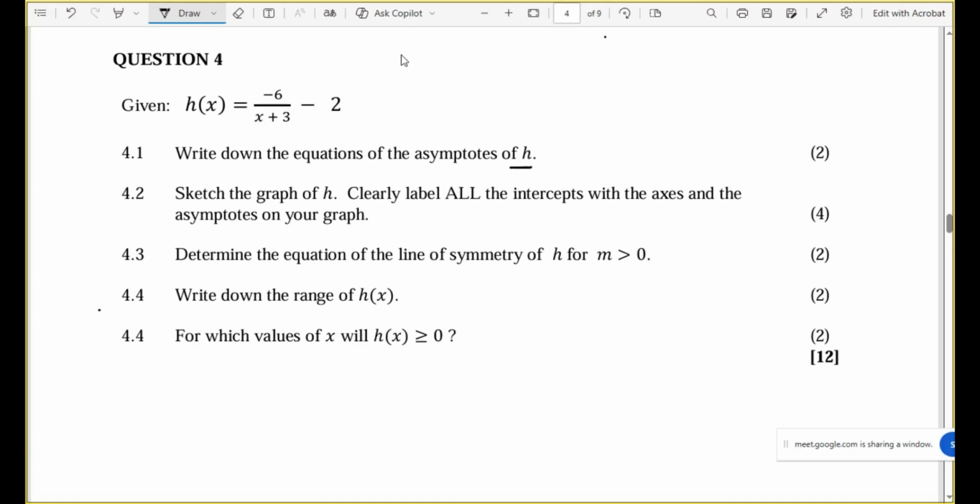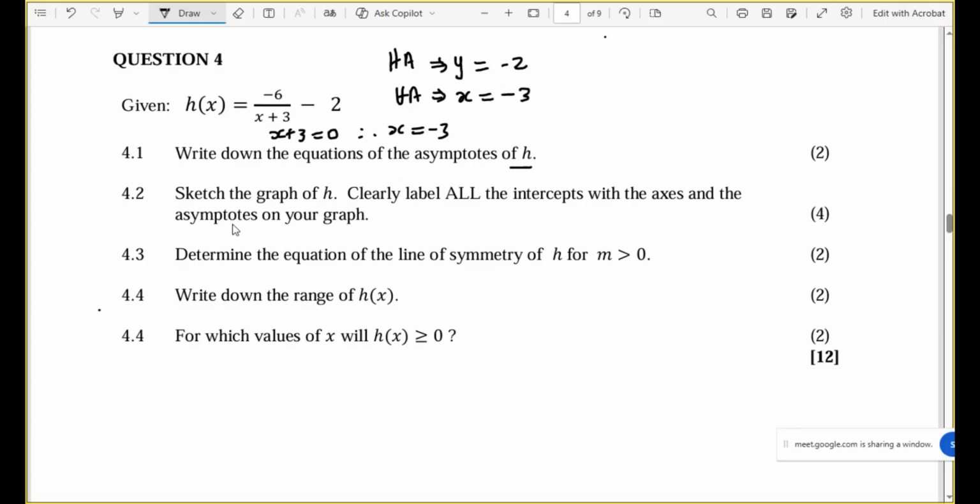Remember, we have what we call the horizontal asymptote. The horizontal asymptote is in the form of y is equal to whatever number that you have, so y is minus 2. And we have the vertical asymptote, which is in the form of x is equal to whatever number that you get when you equate the denominator to zero. So you take the x plus 3, equate it to 0, therefore x will be minus 3. So the vertical asymptote is x is minus 3.